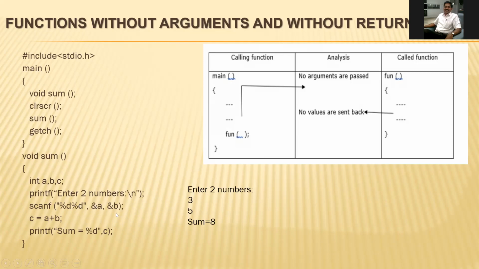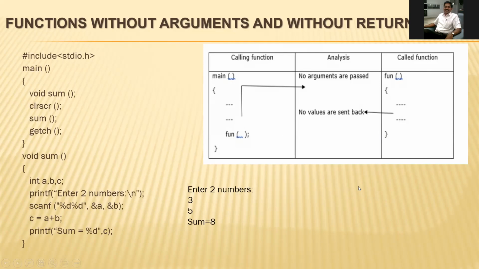The value of a and the value of b will be taken from the user, and the calculation is done as well as the sum, whatever the calculation, which will be displayed here itself, and it is not returning any value. So this is the output of this example, that is, enter two numbers, for example 3 and 5 we have given, and the sum is displayed here. The first category, that is the calling function and called function, there is no communication. So that is no arguments and no return values. So this is the first category.